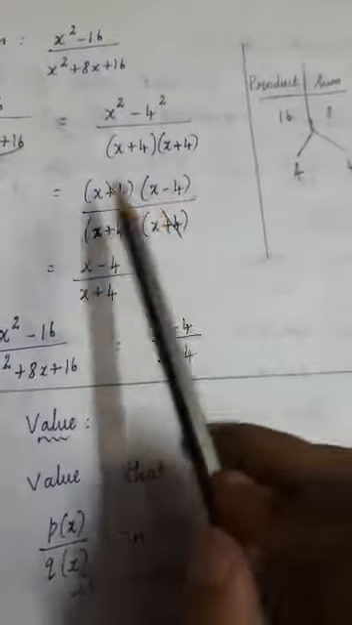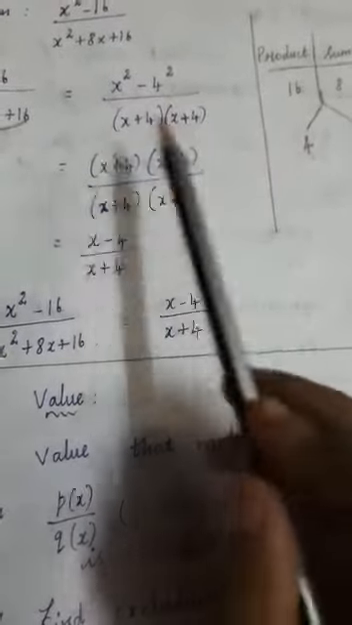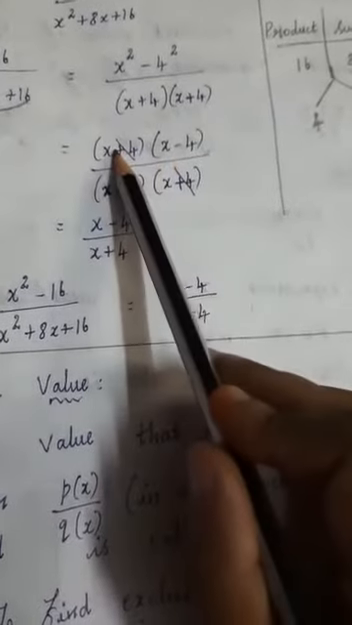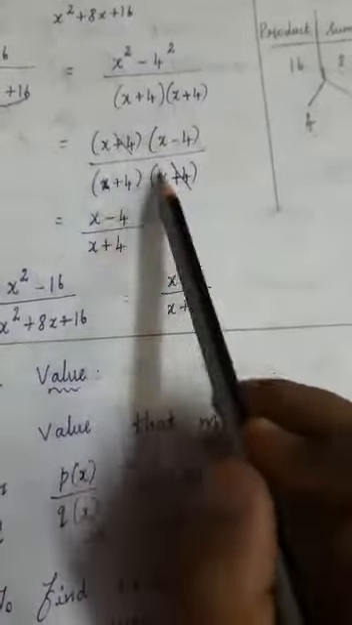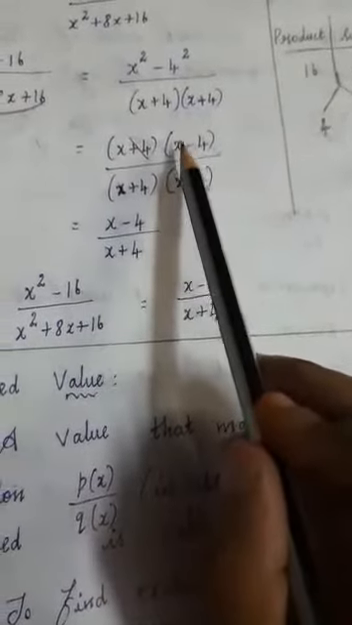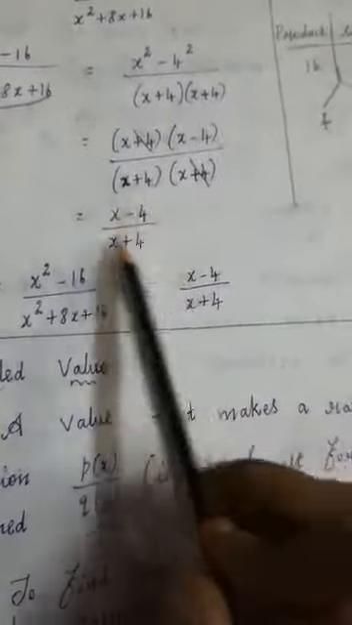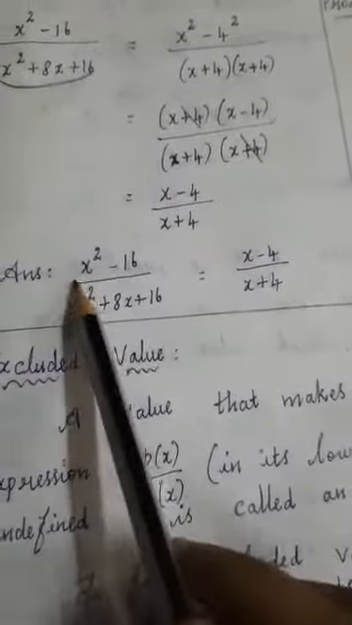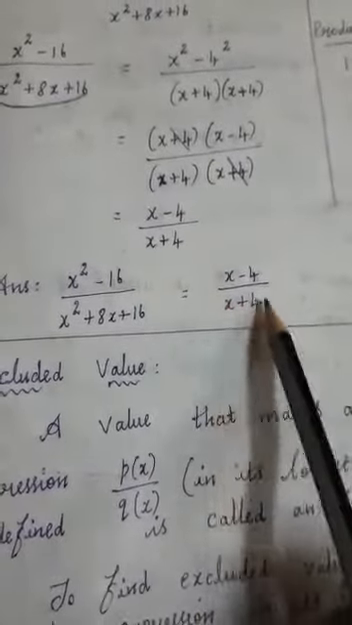Now, after factorization, you have to see whether any common factor is in the numerator and the denominator. One x plus 4 in the numerator and one x plus 4 in the denominator. So can you cancel it or not? After cancelling, the remaining thing is x minus 4 divided by x plus 4. This resulting expression is in the lowest form. So the answer is x square minus 16 divided by x square plus 8x plus 16 is equal to x minus 4 divided by x plus 4.